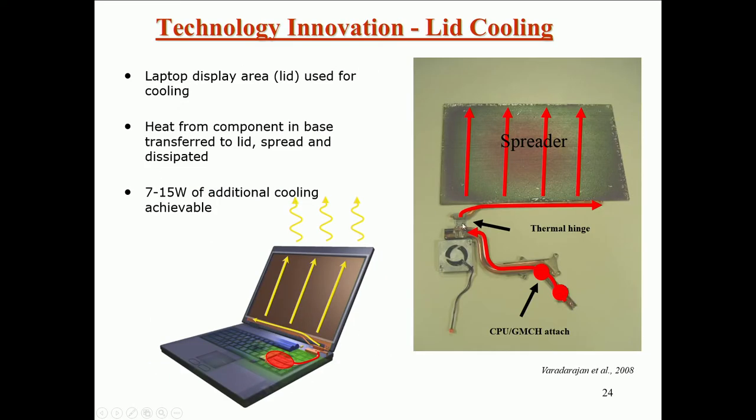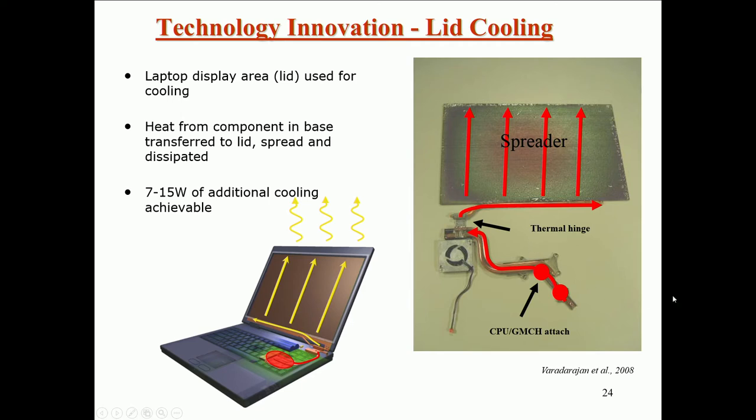Can we take part of the heat and through the hinge of your laptop take it to the back of the display and spread it out so that it can be now dissipated by natural convection to the ambient? So, this is what we are trying to do. Okay. Through the hinge itself we take it to the back of the display and then we put a thin sheet of metal or any conducting material, which we are calling the spreader, so that the heat spreads out like this and gets dissipated.